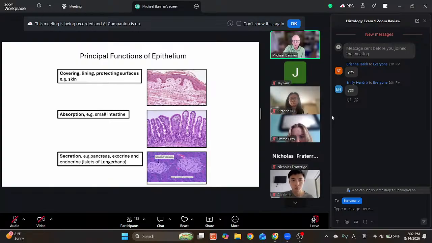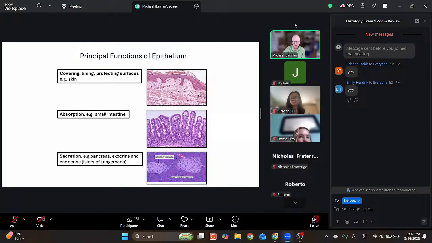A couple of examples we showed. Top image, of course, is skin. Skin is an example of a tissue that provides a covering or lining for the surface of the body. It is a protective surface. Next image down is an example of a tissue that functions as an absorption area, which is the small intestinal mucosa. And finally, on the bottom, we have an image from the pancreas, which is a compound gland that includes both an exocrine gland that produces a secretion, in this case, pancreatic enzymes that are secreted through a duct system, and an endocrine gland, the islets of Langerhans, that produce hormones which are secreted into the bloodstream. Of course, the most famous of those is insulin.